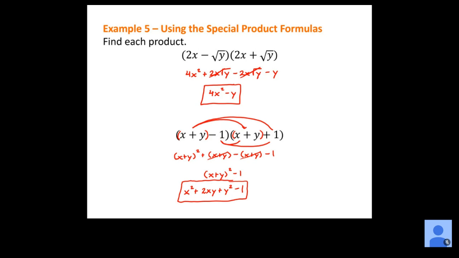But again, if you actually just set up your table and you did x plus y minus 1 as your 3 rows, and then x plus y plus 1 as your 3 columns, and you multiply it and combine like terms, you get exactly the same answer that we got here.